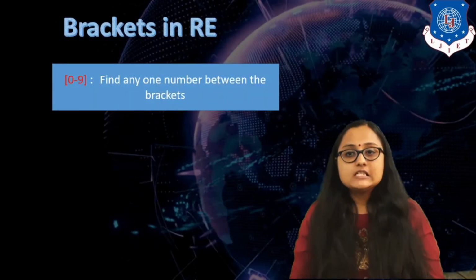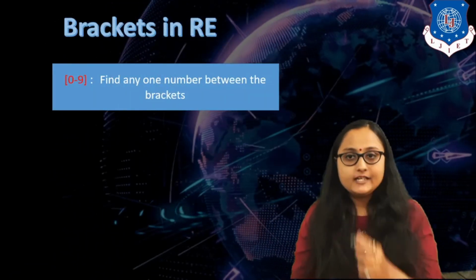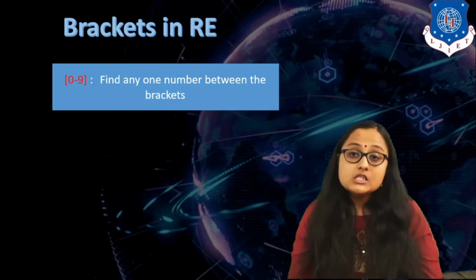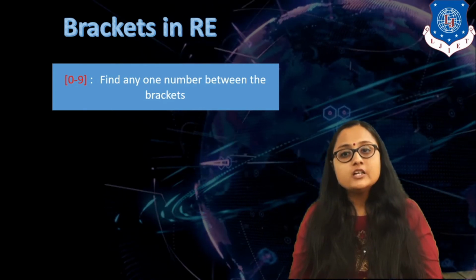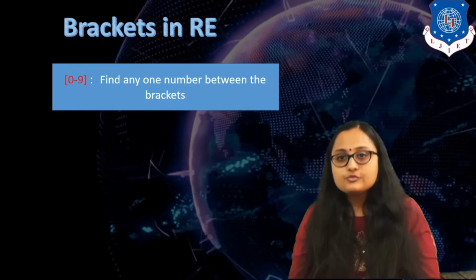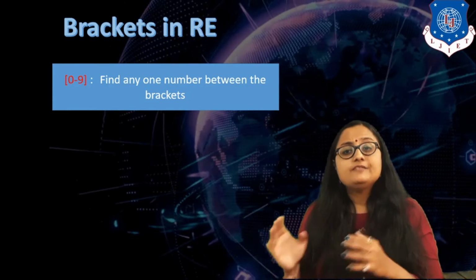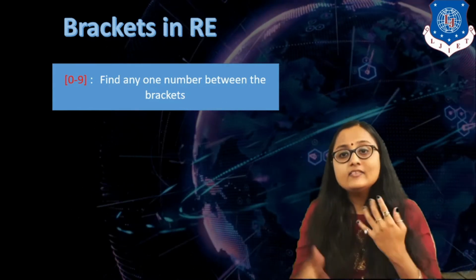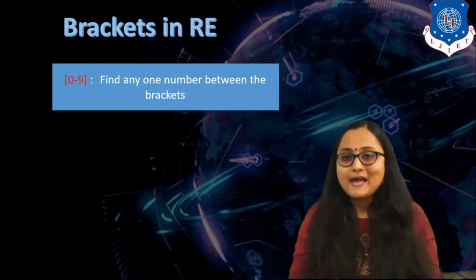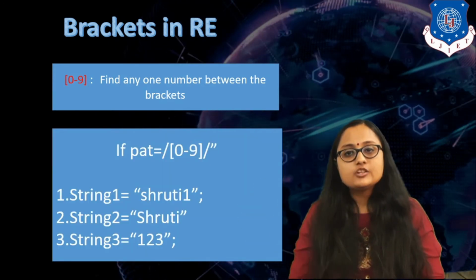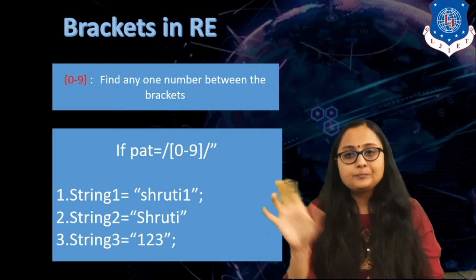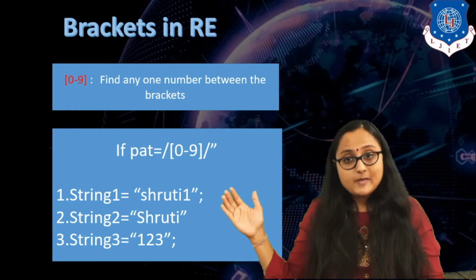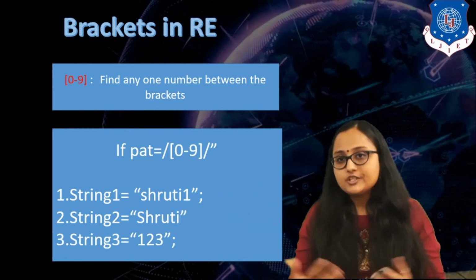Now the next is, if I write a range 0-9 inside the bracket, it means it will find any one number between the brackets. So if in my string there is any one number from 0 till 9, then there is a match, otherwise there is no match. So the pattern I have written over here is 0 to 9. Now let us see for which string this pattern is valid and for which string it is not valid.